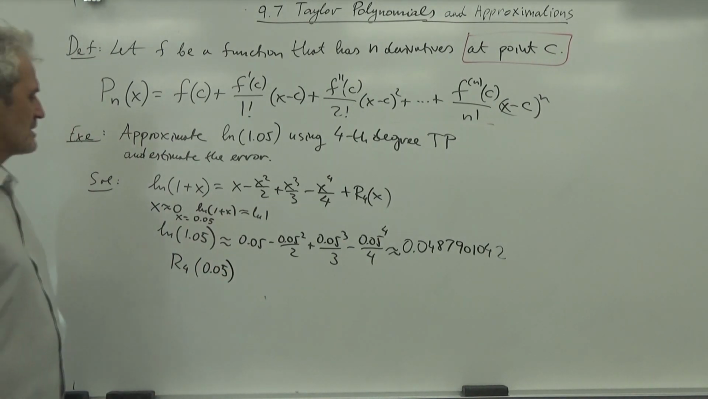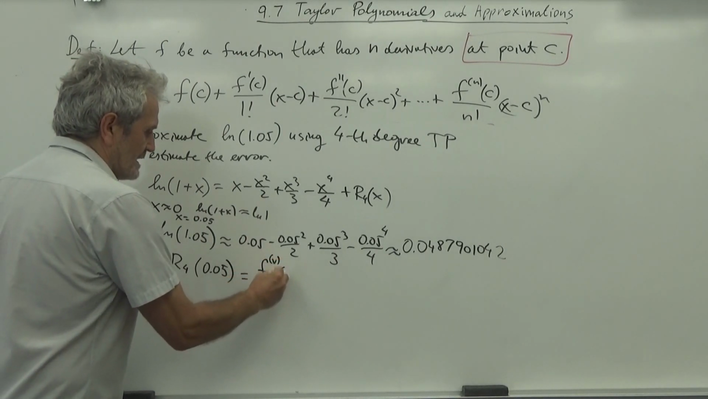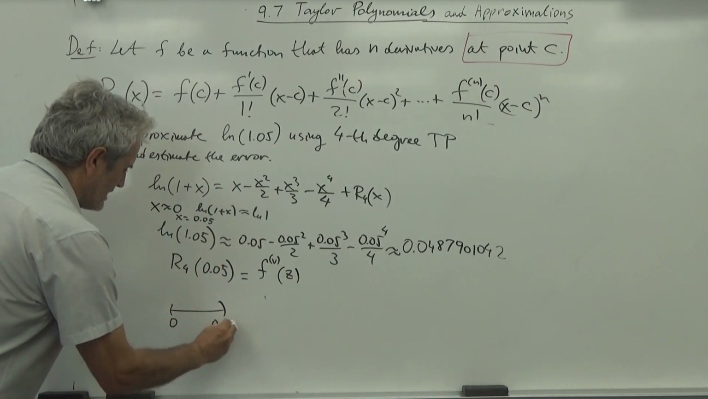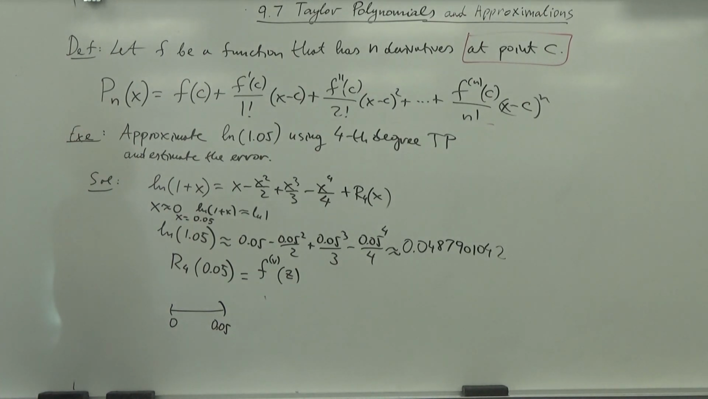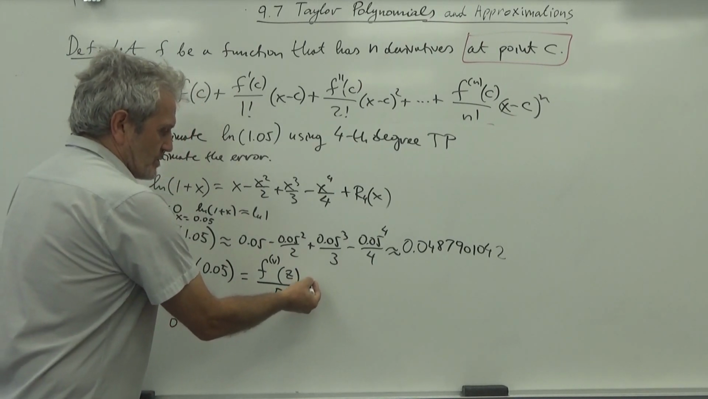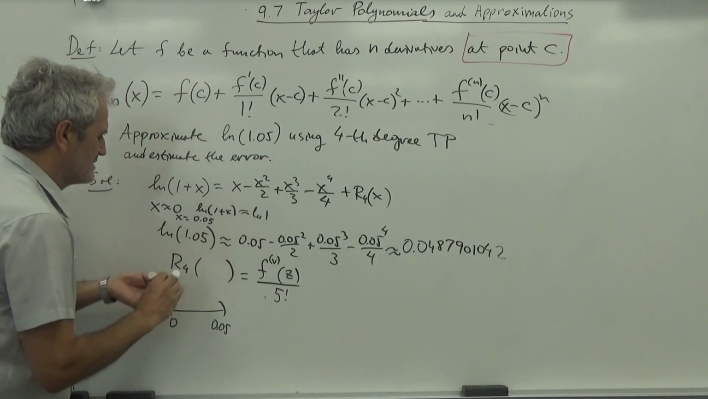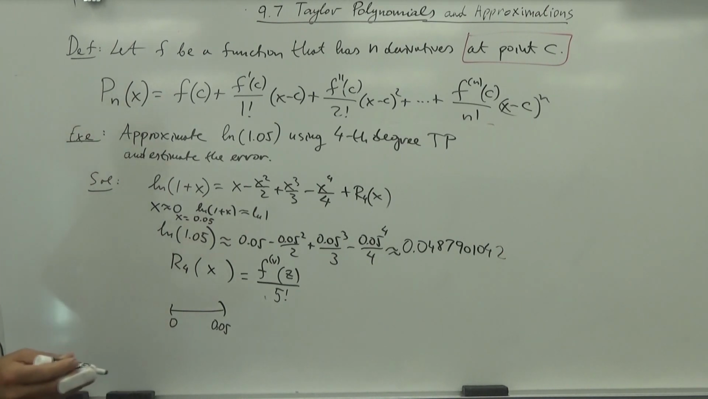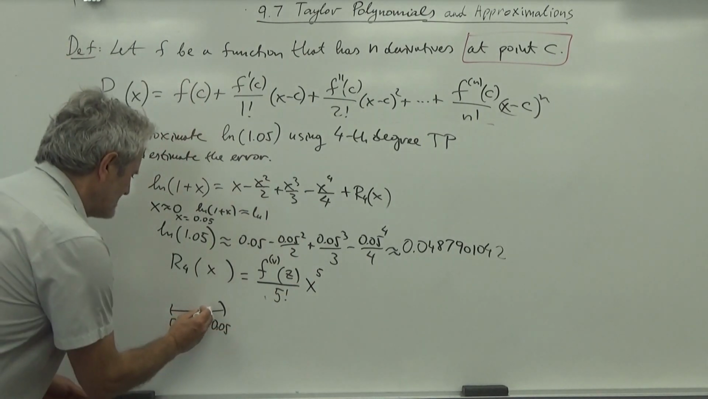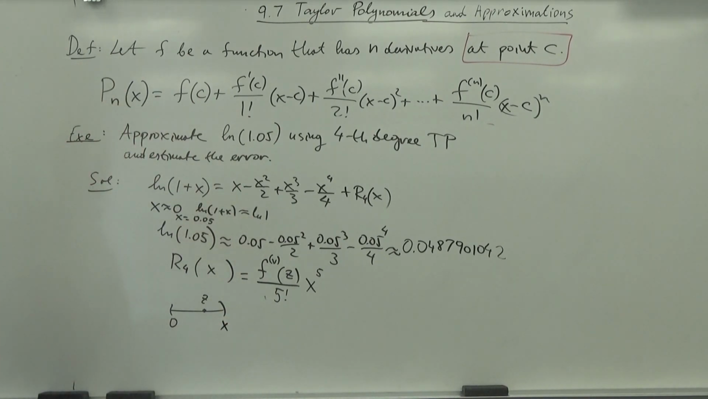So we remember how R4 looks like. It will be the 5th derivative at some point z, where z is between 0 and 0.05, over 5 factorial, times x to the 5th, when z is somewhere between 0 and x. So that's what the formula says.